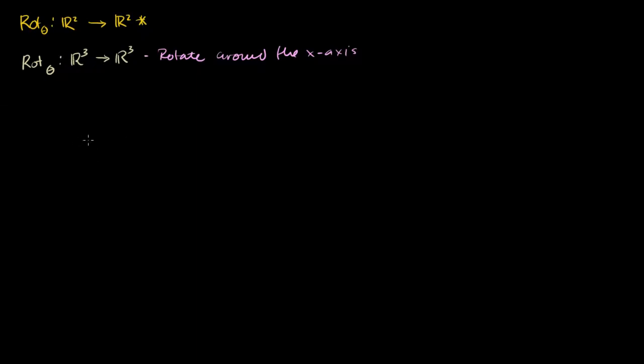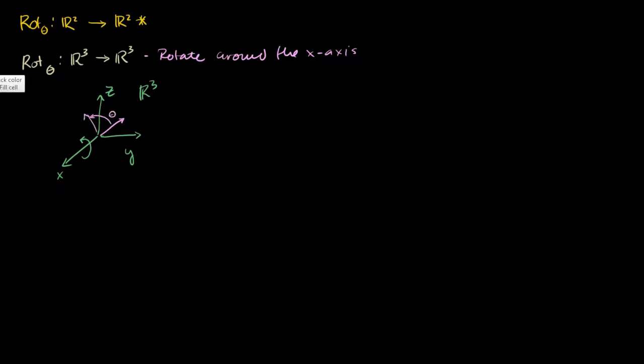So let me draw some axes. That's my x-axis. That is my y-axis. And this is my z-axis. And of course, this is R3. Any vector here in R3, I will be rotating counterclockwise around the x-axis. So we'll be rotating like that. If I had a vector, and I'm just drawing it in the zy plane because it's a little bit easier to visualize, it will still stay in the zy plane, but it'll be rotated counterclockwise by an angle of theta, just like that.